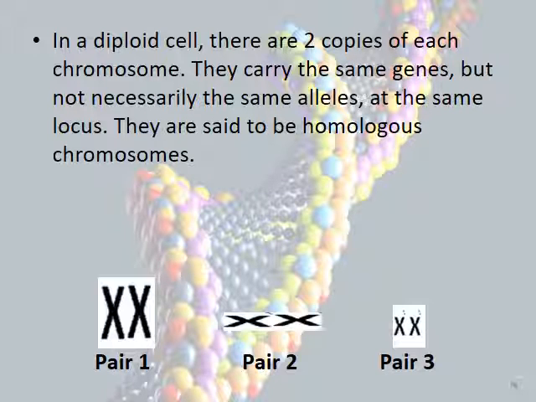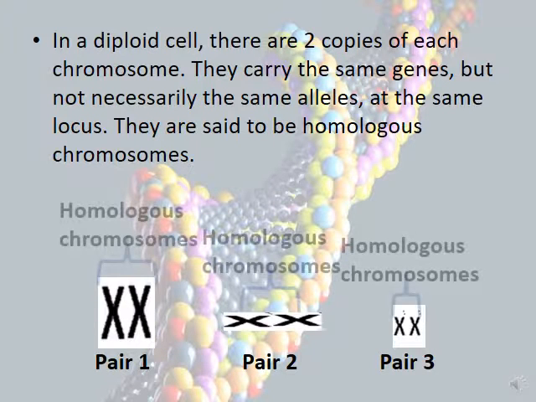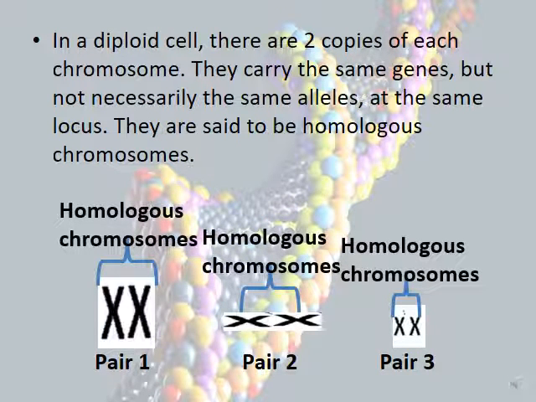In diploid cells, there are 2 copies of each chromosome. So chromosome number 1, we have 2 copies, chromosome number 2, and so on. They carry the same genes, but they don't necessarily have the same alleles at the same locus. So they are said to be homologous chromosomes.